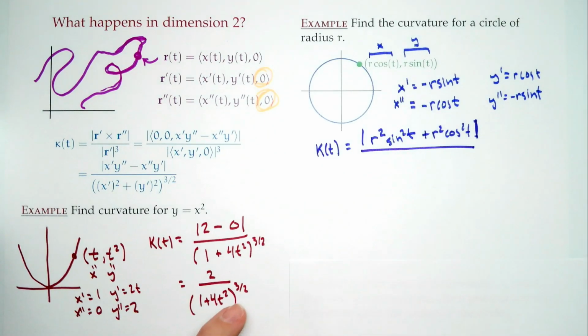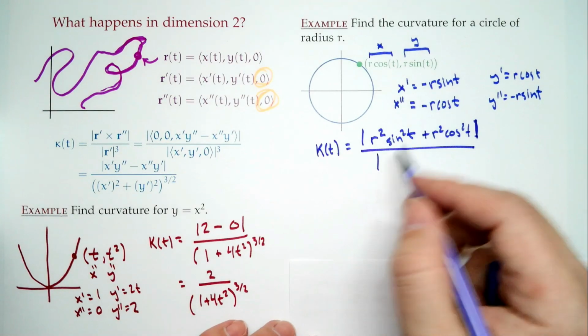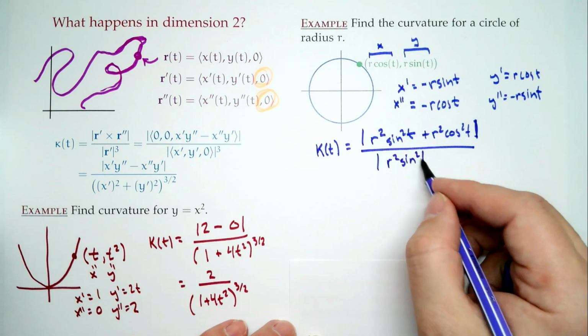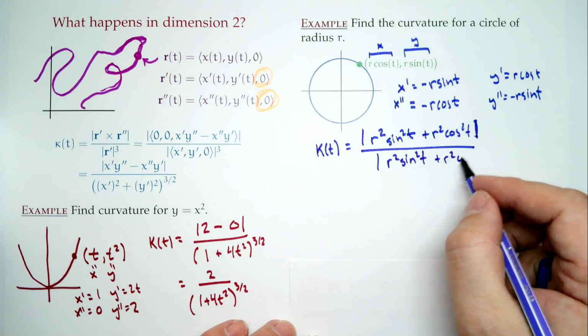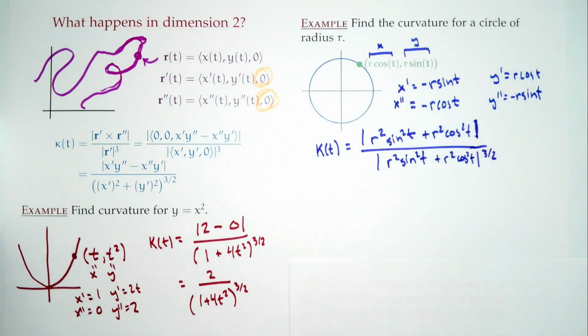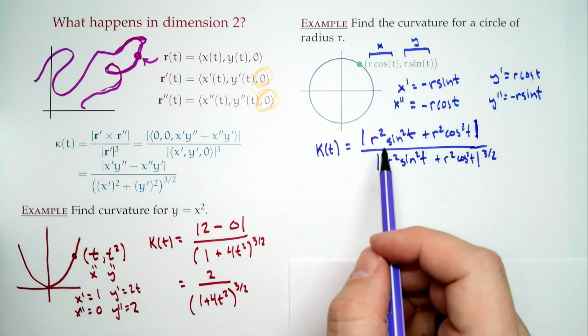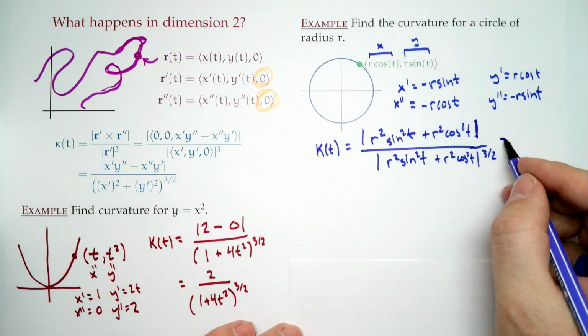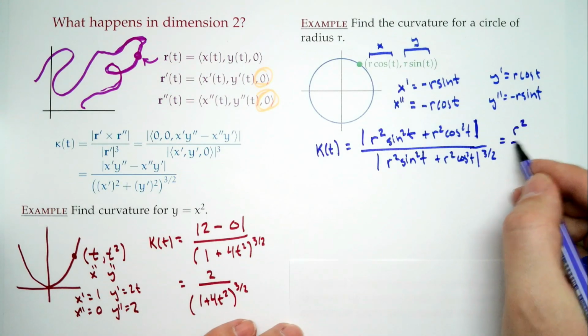Divided by, now I'm going to take x prime squared, which is r squared sine squared, plus y prime squared, r squared cosine squared. You can take that to the 3/2 power. Okay, let's simplify. In the numerator, I can pull out the r squared. I have sine squared plus cosine squared, which is 1. So I get r squared upstairs.